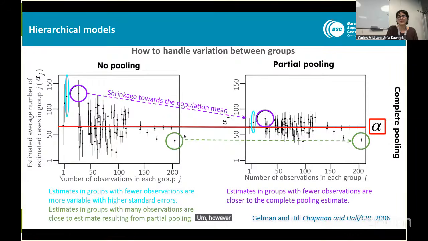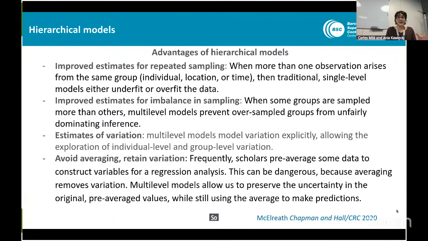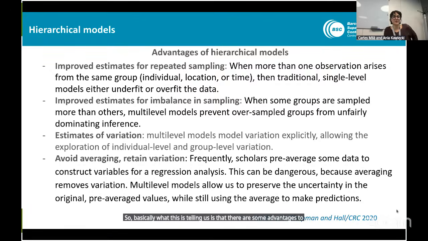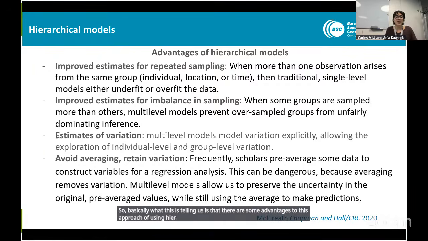However, what we also see is that in groups that have large sample sizes, the difference between no pooling and partial pooling is not that large or none at all. So basically what this is telling us is that there are some advantages to this approach of using hierarchical models.